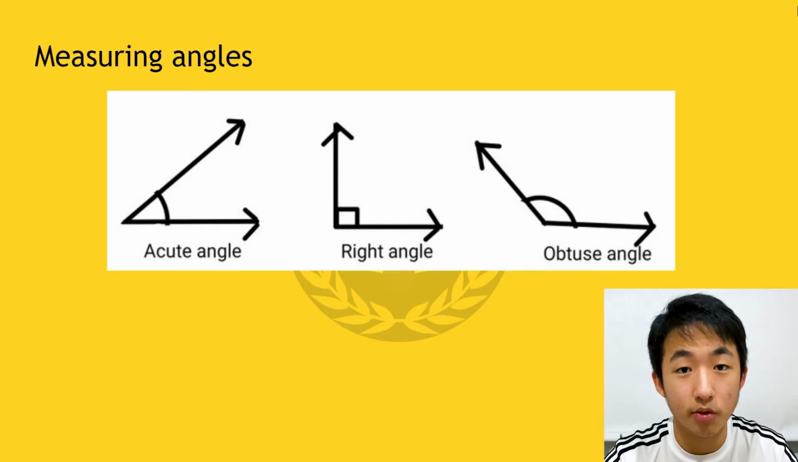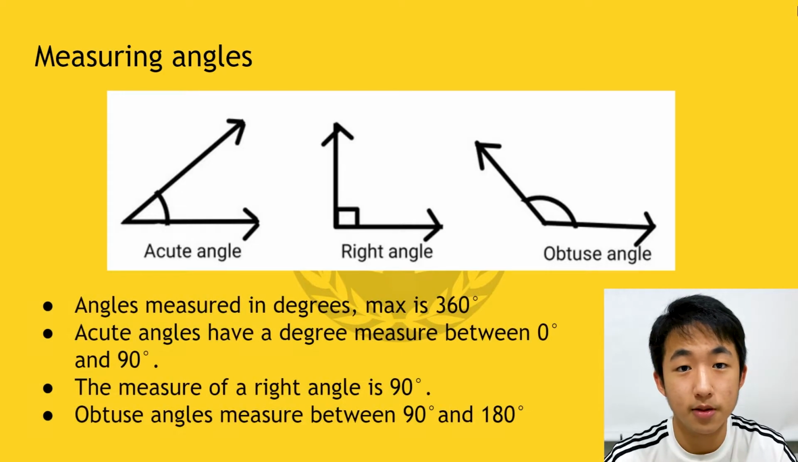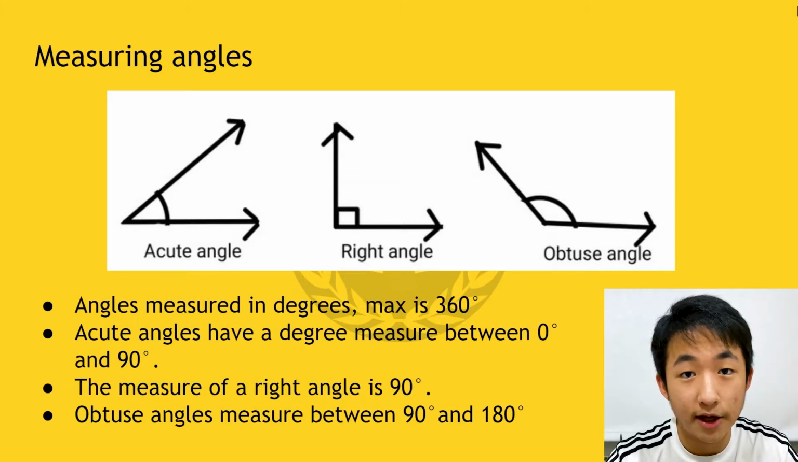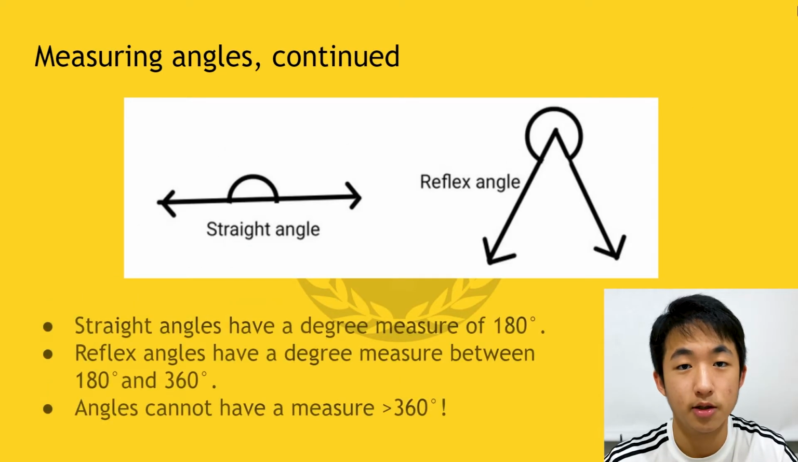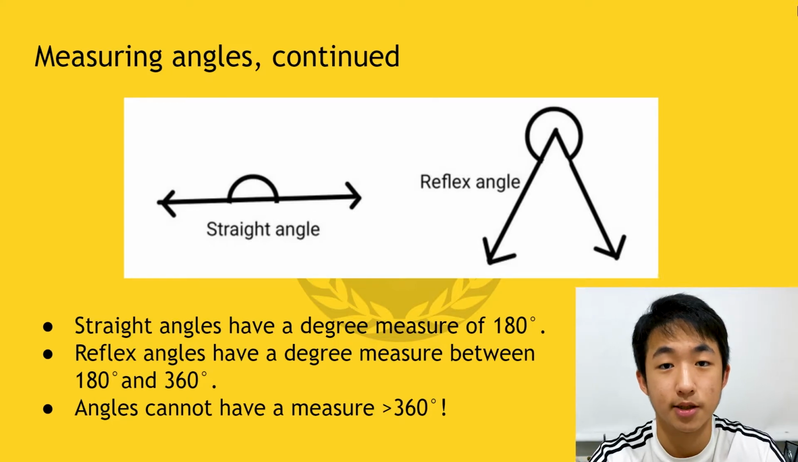Well, angles are measured in degrees, and the maximum angle measured is 360 degrees. There are 5 angle types: acute, right, obtuse, straight, and reflex angles, in order of increasing measure. Acute angles have a measure of between 0 and 90 degrees. Right angles measure 90 degrees, while obtuse angles are measured between 90 and 180 degrees. Moving on, straight angles are always 180 degrees in measure, while reflex angles have angle measures between 180 degrees and 360 degrees. Just be sure to remember that angles cannot have a measure that is greater than 360 degrees.